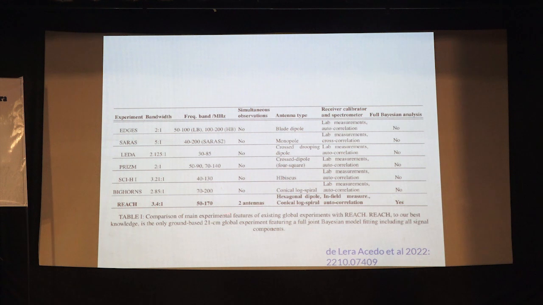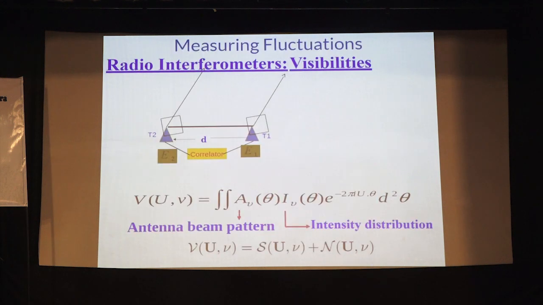And this is the REACH experiment, which is slightly different compared to the others. Here, two antennas are present simultaneously, and this is more accurate, they claim, but still we have to wait for the actual result. Okay, so this is the global signal.